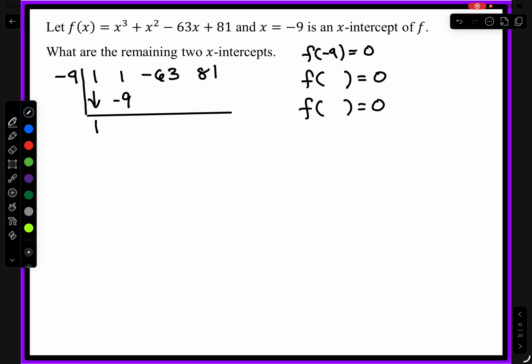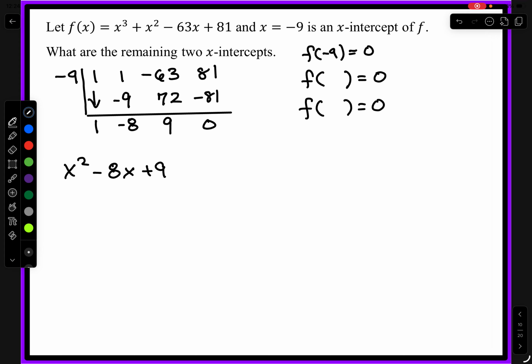So 1 times the -9 is -9, and we put that underneath the second one. Adding these two numbers gives us -8. This is going to become 72. So -63 plus 72 is 9. 9 times that -9 up there is -81, and we end up with 0. So we have x squared minus 8x plus 9 as our quotient.